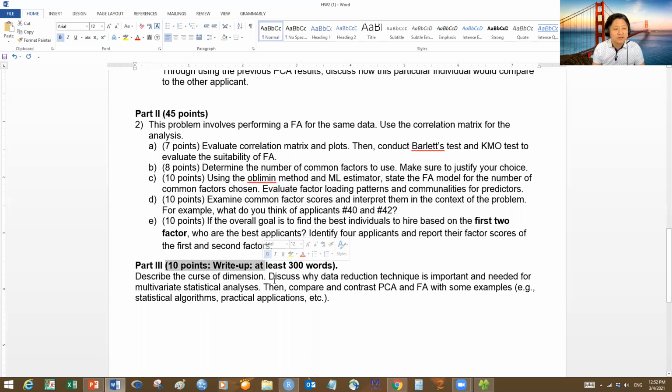And then last, please describe what the curse of dimensionality is and discuss why data reduction techniques are important and needed for multivariate statistical analysis. And then compare and contrast PCA and factor analysis with some examples, like the statistical algorithms, how they are different, or what the different practical implications or applications would be. When do you use PCA over FA? Or when do you use FA over PCA?